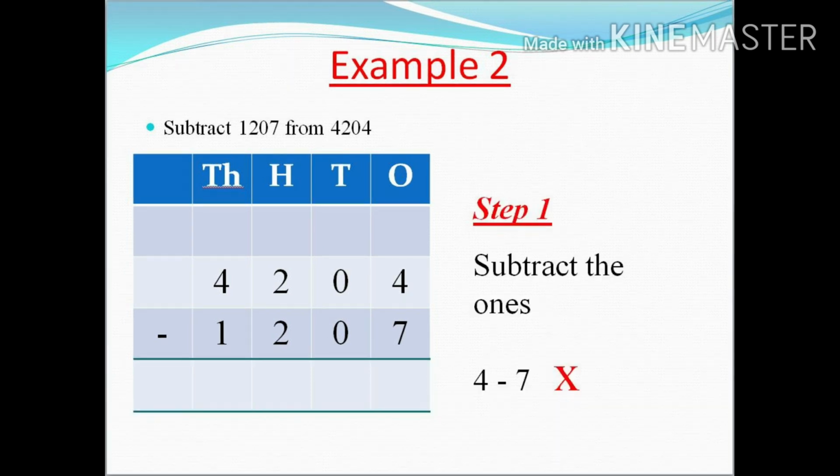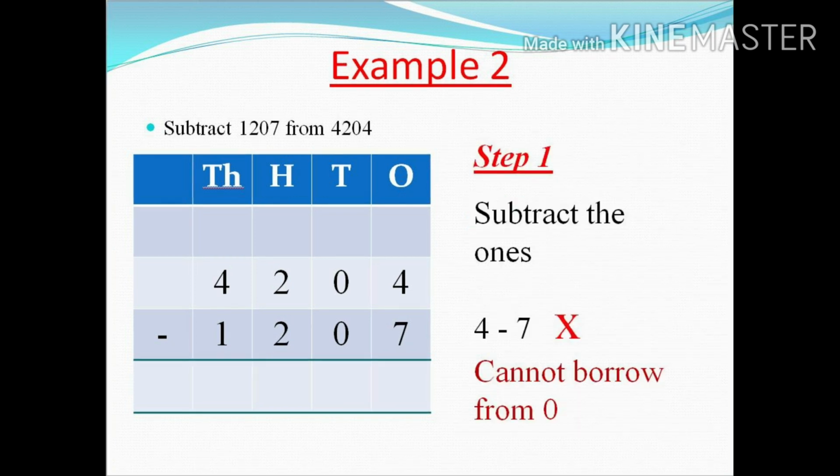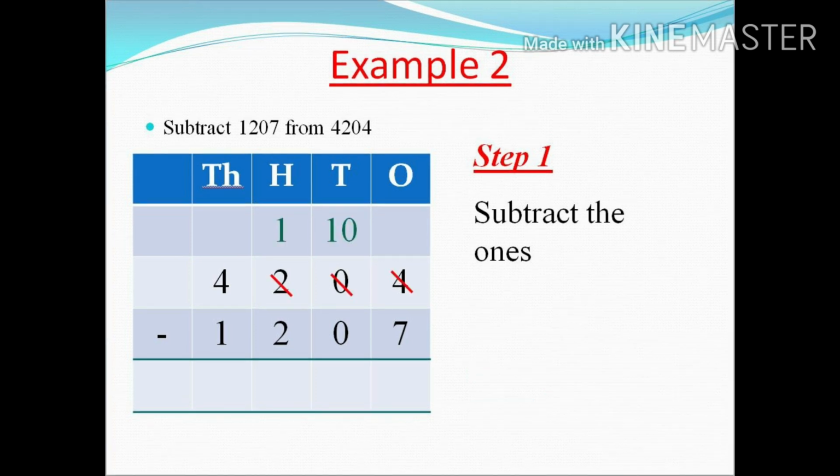In the ones place, the first number has 4 and the second number has 7. We cannot subtract as the first number is smaller. So, we borrow 1 from the tens place. But in the tens place, we have 0 and we cannot borrow. So, we borrow from the hundreds place. The number in the hundreds place will become 1 and the tens place will have 10.